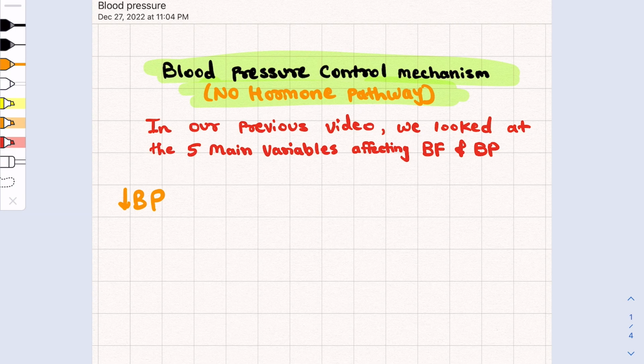Hello. In this video, we're going to look at blood pressure control mechanism, the no hormone pathway. In our previous video, we looked at the 5 main variables affecting blood pressure and blood flow. In today's video, we're going to look at two different feedback loops.